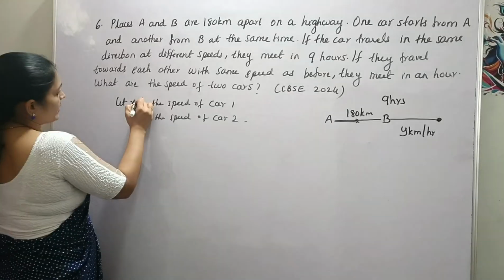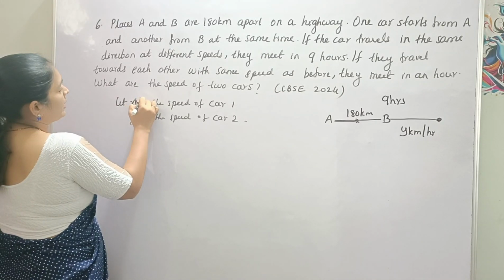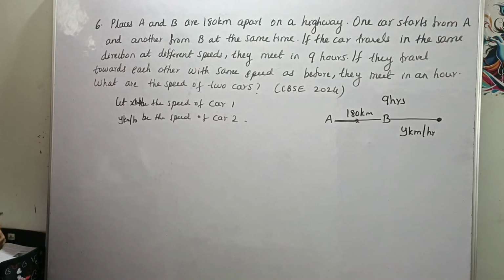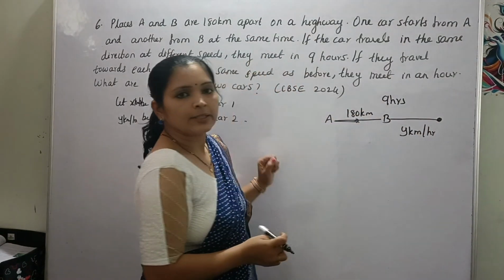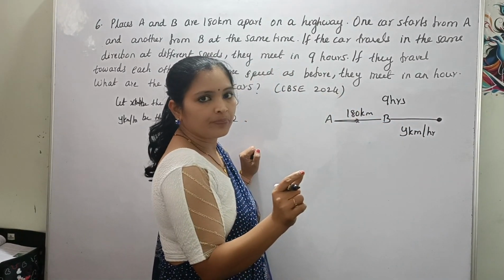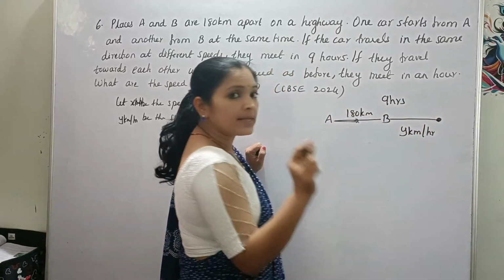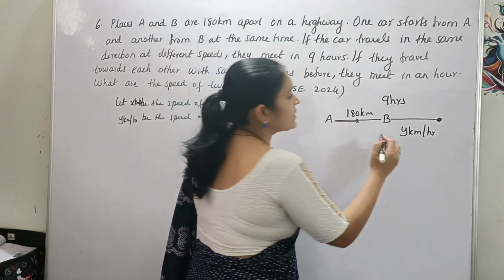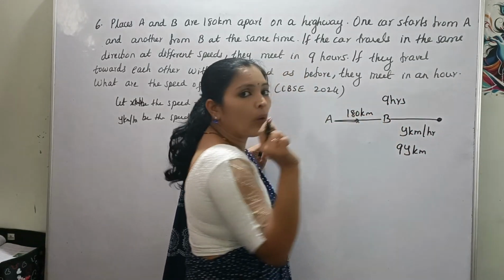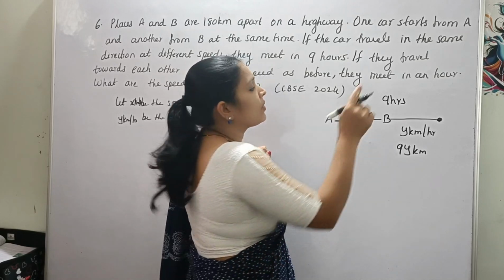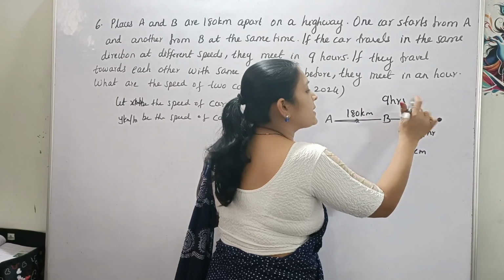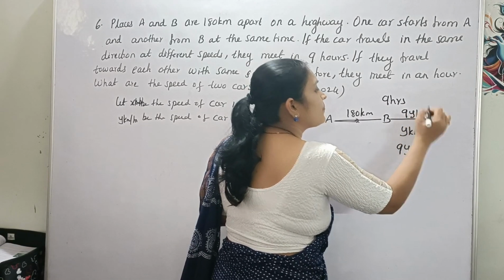So here also, let's take X kilometer per hour, and Y kilometer per hour be the speed of car 2. Now, what is this distance? For 1 hour it travels Y kilometer, and from here to here it takes 9 hours, that means 9Y kilometer. For 1 hour it travels Y kilometer, then for 9 hours, the distance is 9Y kilometer. So we got this distance, that is 9Y kilometer.